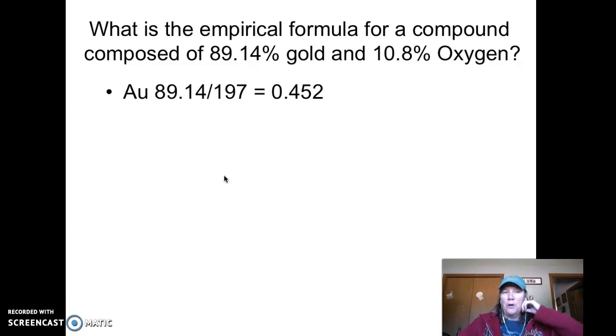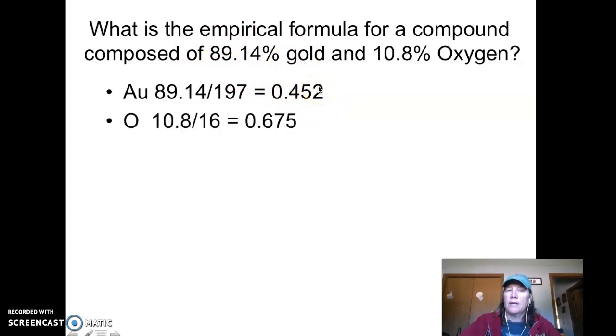Okay, so we're going to take gold, 89.14%, and we're going to divide by 197. That's its mass from the periodic table. Okay, and when you do that, you get 0.452. That's the moles of gold. Okay, then we take our oxygen, 10.8, and we divide by 16. That's its mass from the periodic table. And we get 0.675. Okay, so now we got our moles.